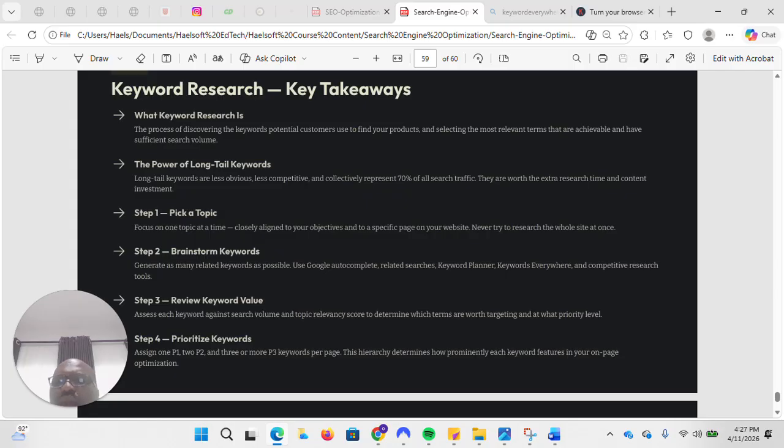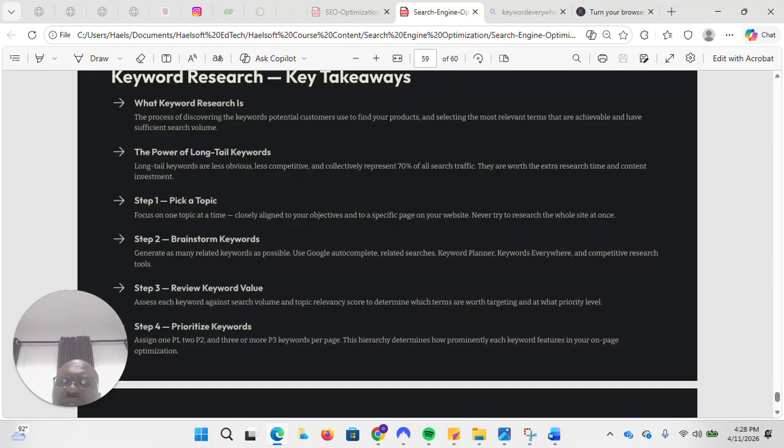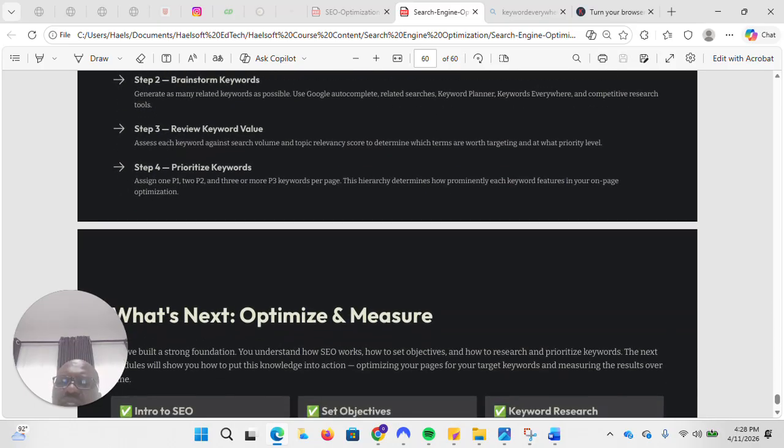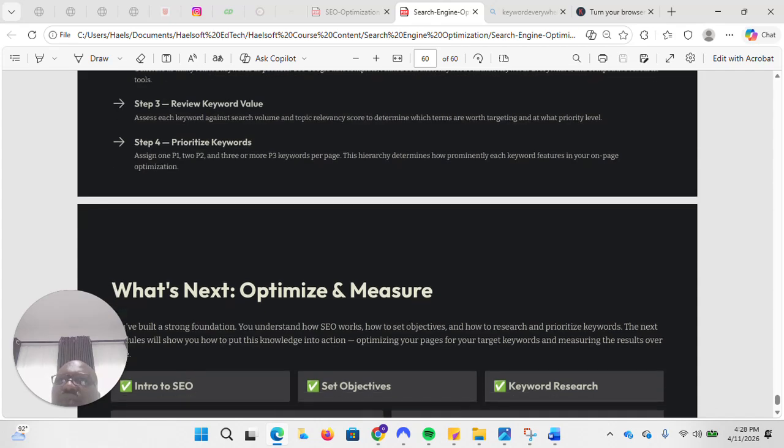Then before you do your keyword research, we have different stages. You have to pick a topic, you have to brainstorm, generate as many relevant keywords as possible, use Google autocomplete, related searches, Keyword Planner, Keywords Everywhere, competitor research to brainstorm your keywords, and share with your colleagues. Review keyword value, assess each keyword against search volume and topic relevancy score to determine which terms are worth targeting and what the priority level is. Prioritize keywords, extremely important. So you need to prioritize your keywords.